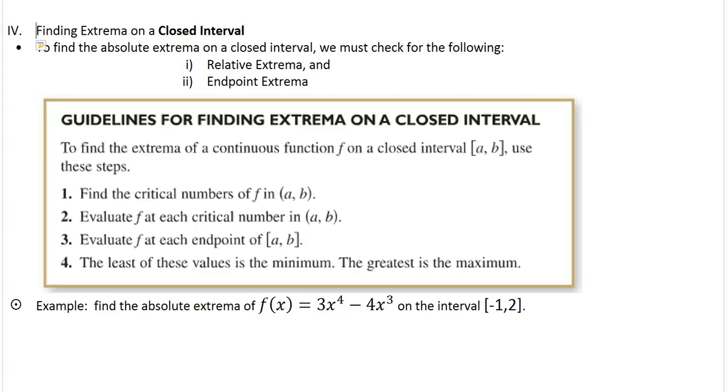So the guidelines for finding the absolute extrema on a closed interval: we want to find the critical numbers of f in the open interval from a to b. We're going to evaluate f at each of those critical numbers. We're going to evaluate f at each of the endpoints, so that would be a and b. And then we're going to make a list of the y values. The least of them will be the minimum, and the greatest will be the maximum. So let's take a look at an example.